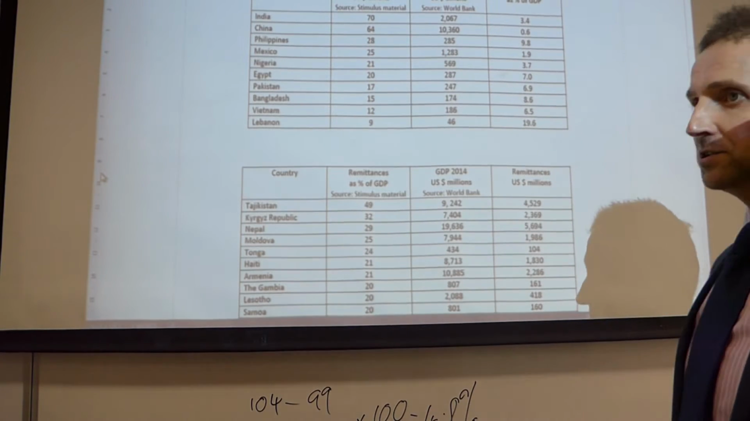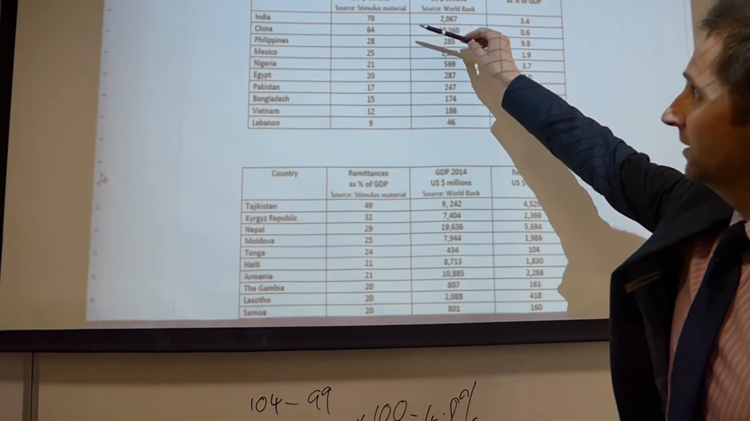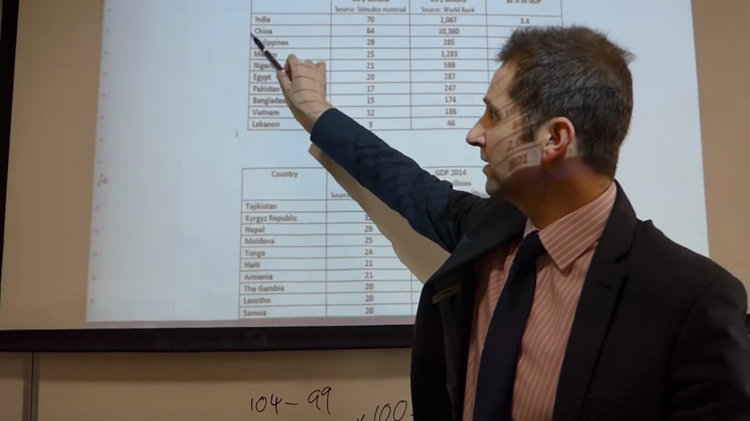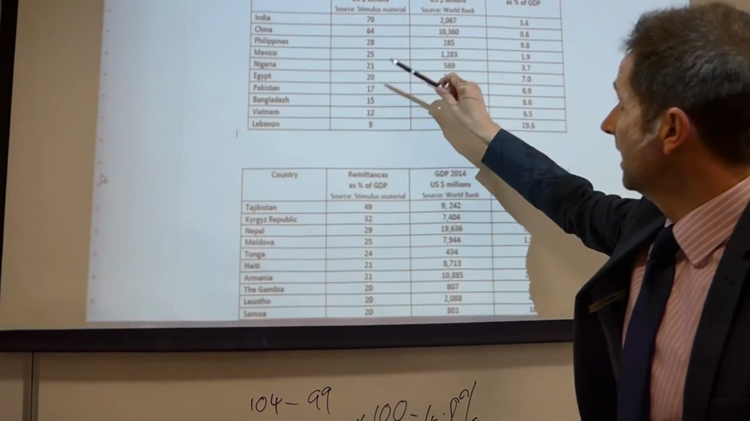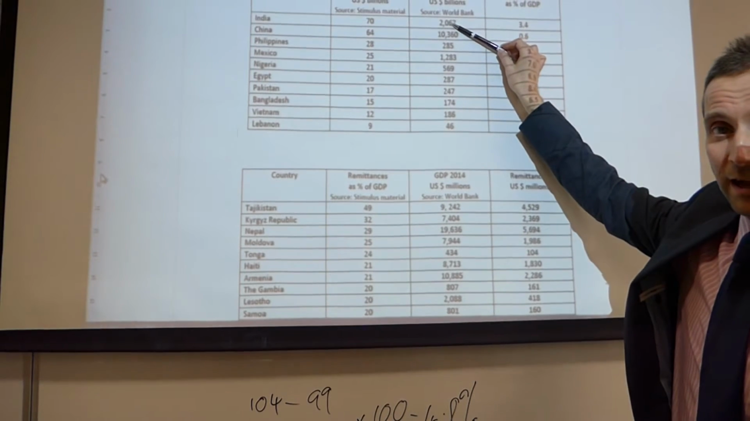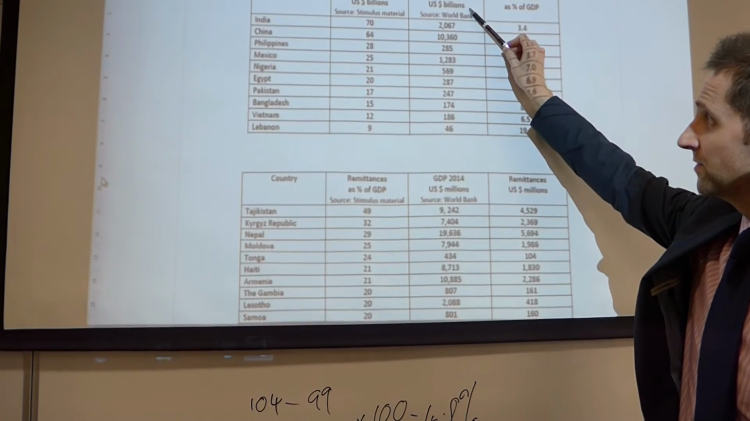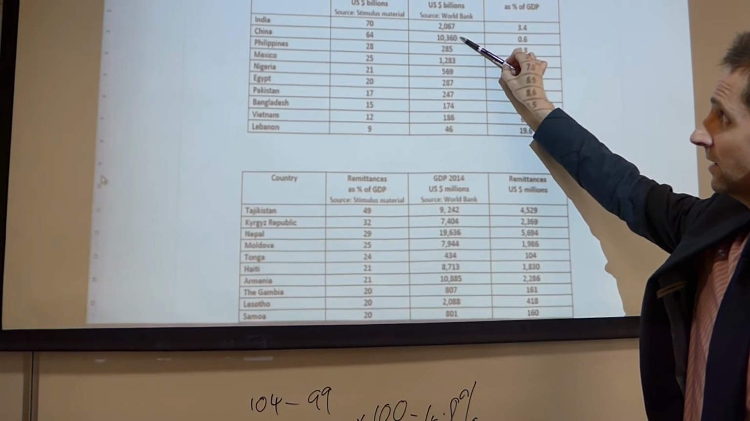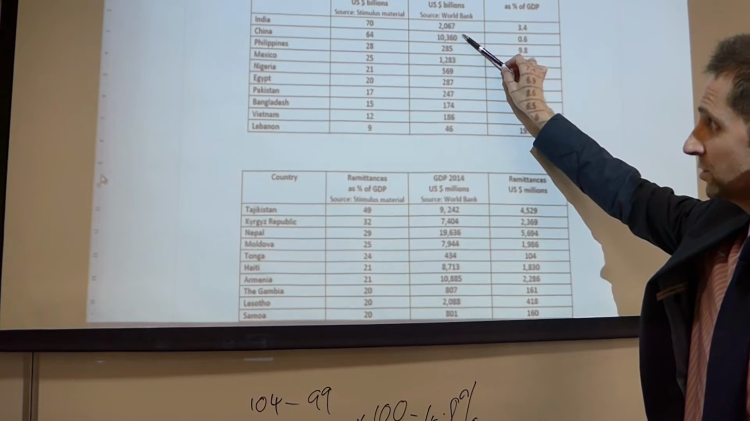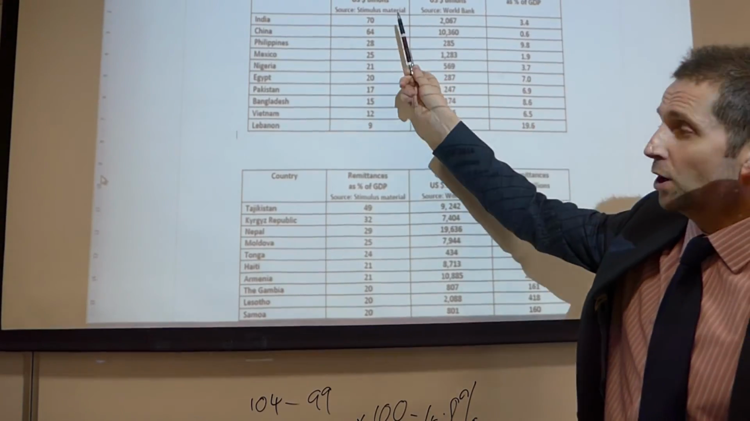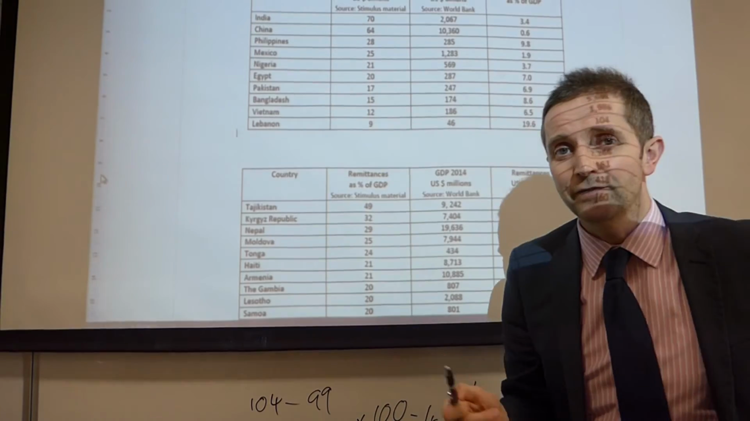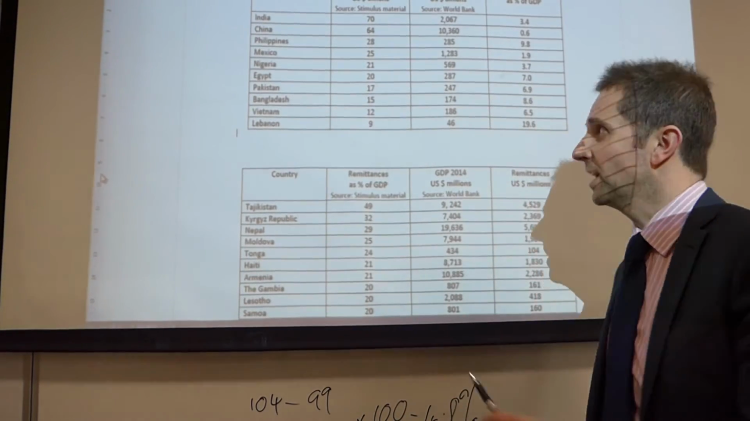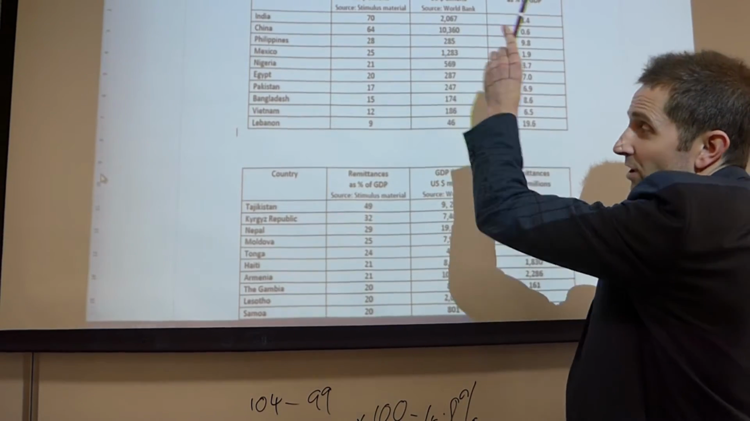So what I've done is I've taken the value of remittances for each of the countries on the left-hand chart, and I have found out their GDP for 2014. So a couple of trillion in India. This is US dollars, obviously. 10 trillion in China, and so on. And then I've worked out, okay, so what percentage, that 70 billion seems an awful lot, doesn't it? It's an awful lot of money. But what percentage is it actually of their overall GDP?